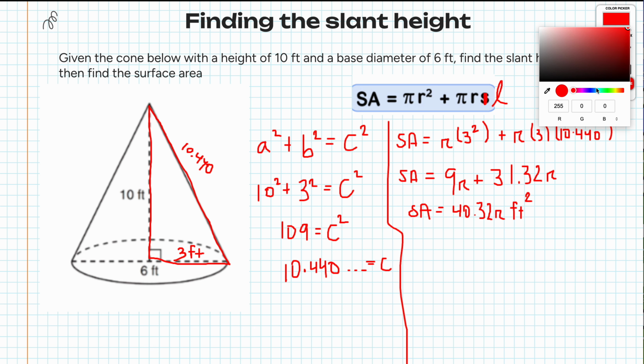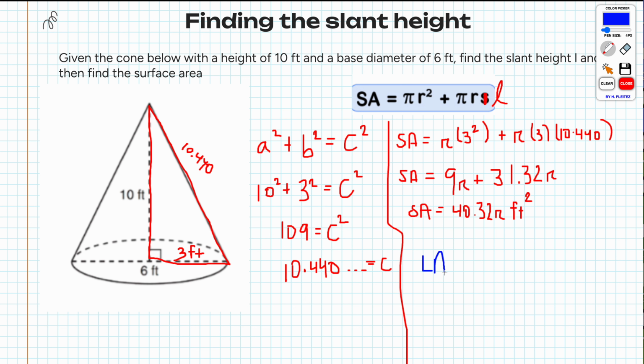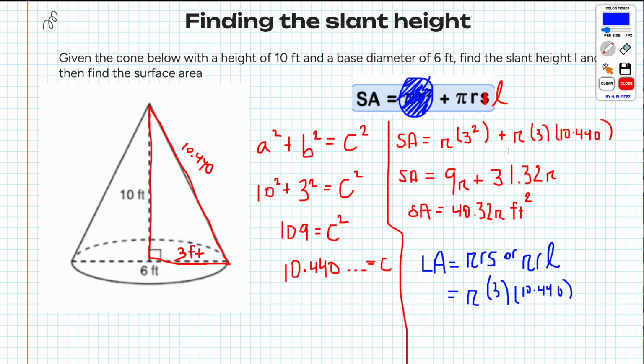Now, if we wanted the lateral area, remember that lateral area is the area of every face except the base. So in this formula here, our base is represented by this pi r squared. So if we wanted lateral area, we don't utilize that. We only utilize the pi r s, or the pi r L, right? And L and S are the same, it just means slant height. So we get pi times our radius, which we have, times our slant height, which we also have. And if you notice, we already did this before. We did this up here. That's this right side of the equation. So our lateral area is 31.32 pi feet squared.